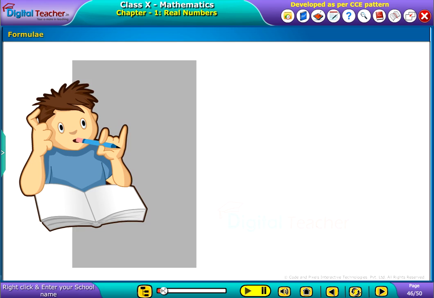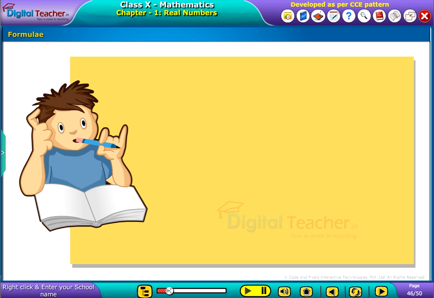Let us list out the formulas used in this chapter. The three laws of logarithms are: log xy to the base a is equal to log x to the base a plus log y to the base a. Log x by y to the base a is equal to log x to the base a minus log y to the base a. Log x power m to the base a is equal to m log x to the base a.